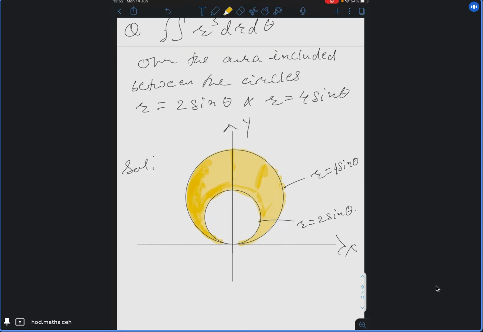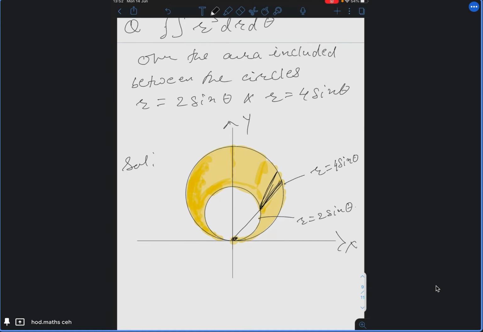If you draw a radial line, where to where will you draw it? Actually we draw from the center point, from here, but as we are considering the region of integration within these two circles, only this much will be the region of integration. So r radial will be in increasing order, r is equal to 2 sine theta to r is equal to 4 sine theta.